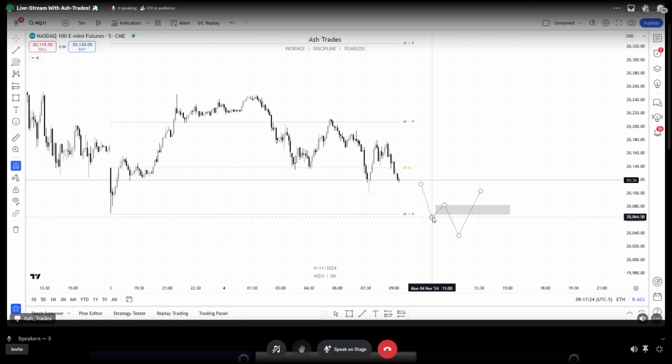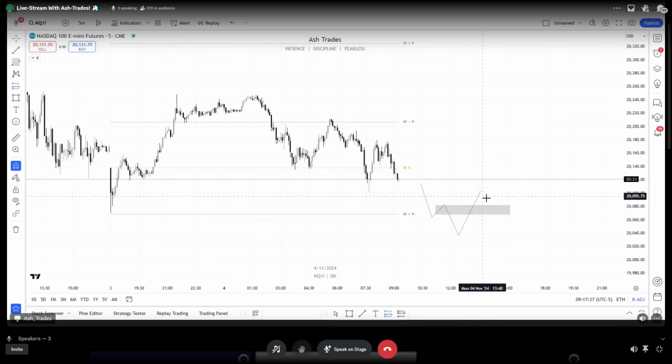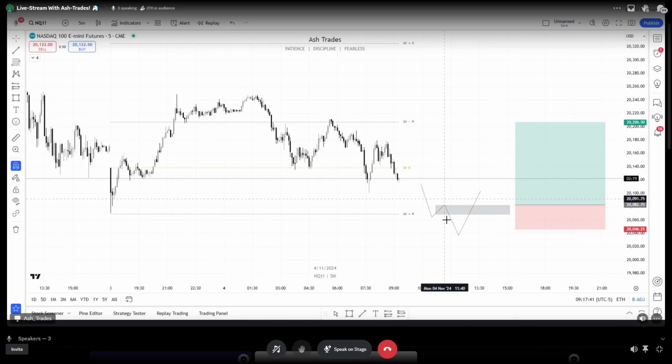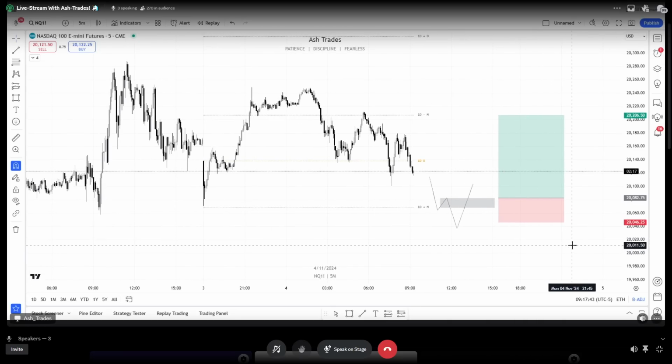I wait until after the opening time. I align it with the draw and liquidity. I look for a breaker plus an FVG aligned with those two things. And then I'm executing this here. Okay, so that is how I use the stat map.